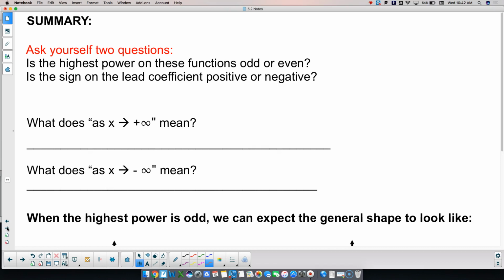If the lead coefficient is negative and the degree is odd, it's going to go down to the right and up to the left. And if it's even degree with a positive lead coefficient, they're both going to go up. And end behavior is just looking at the right side and the left side of your graphs.